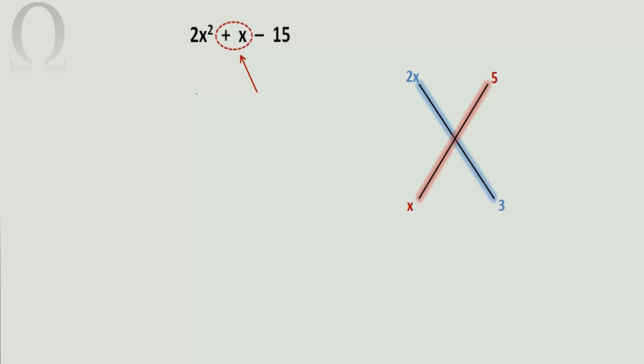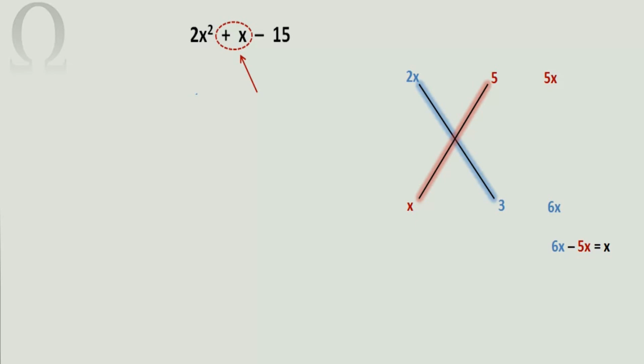So, we will switch the factors of 15 around. Again, we cross-multiply. 2x is cross-multiplied with 3 to give 6x. And 5 is cross-multiplied with x to give 5x. The difference between 6x and 5x is x, so we now have the correct factors for our factorized brackets.